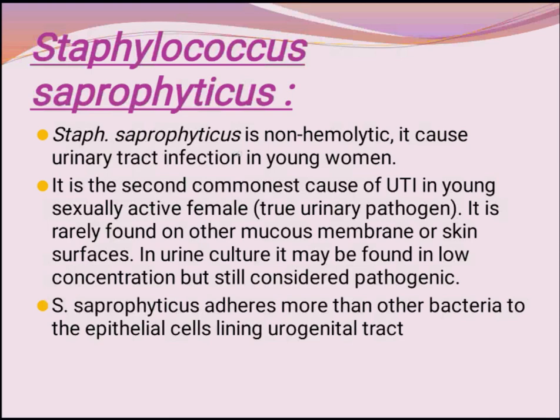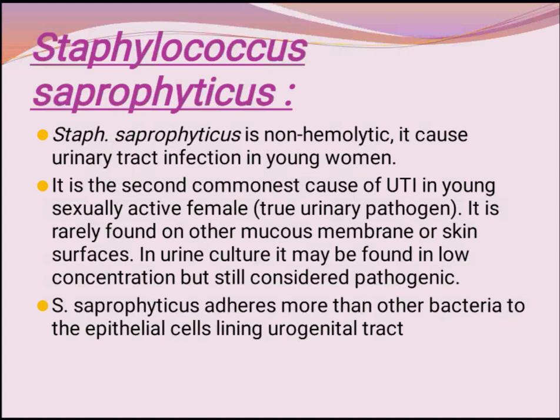Staphylococcus saprophyticus is non-hemolytic. Also, when inoculated on a blood agar, it causes no zone of hemolysis. It causes urinary tract infection in young women. It is the second commonest cause of urinary tract infection. The first common cause is E. coli. The second common cause is Staphylococcus saprophyticus.